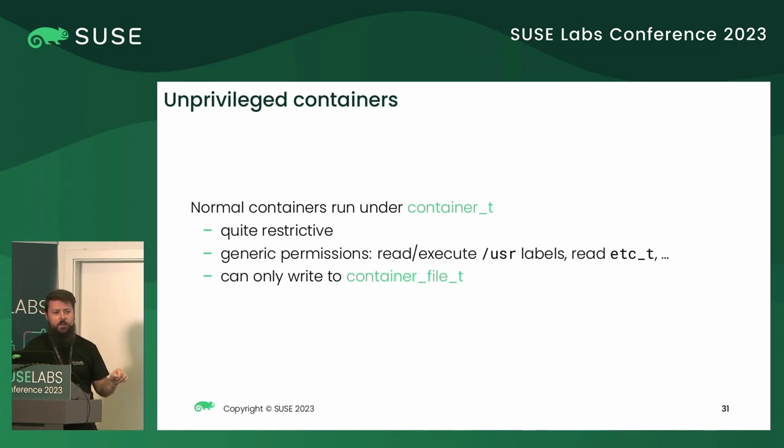So whatever a normal container writes to any file will get the type container_file_t if you don't do anything else. And this is, of course, quite contained, right? Of course, what the container will write to the system will be only accessible to the container context, let's say, right?